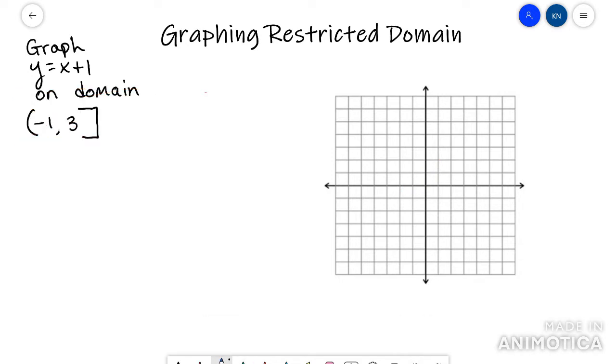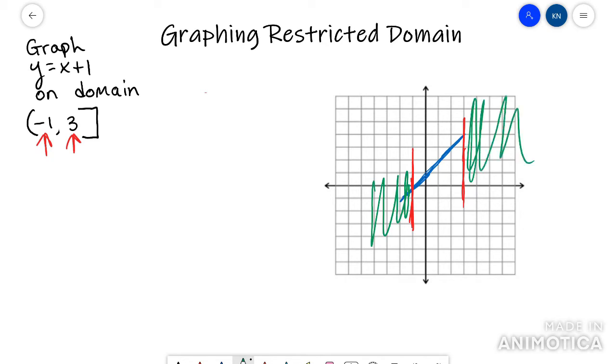Essentially, restricting your domain tells you where to make cuts on that line. If you imagine this line again, when they restrict the domain at -1 and at 3, they're telling you to cut the line at -1 and at 3, and you don't care about anything outside of those red marks. You only care about this blue section right here. That's what restricting a domain is.